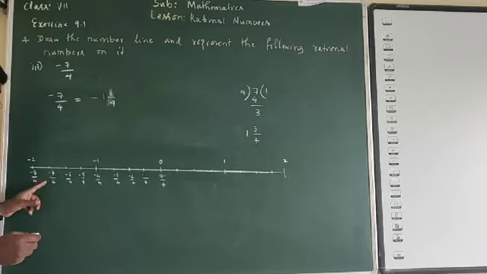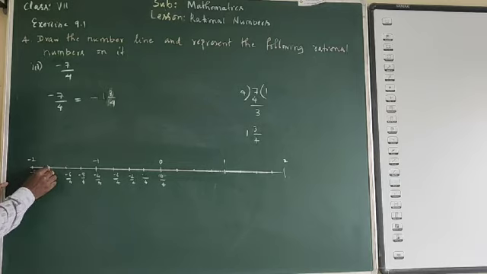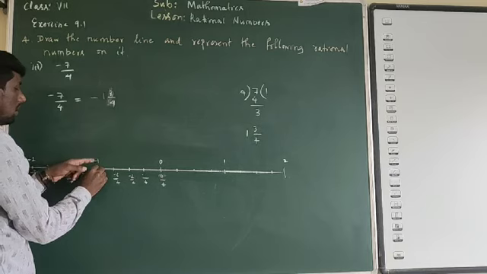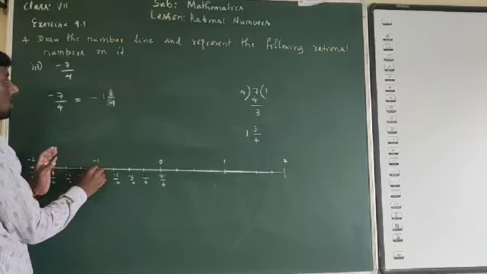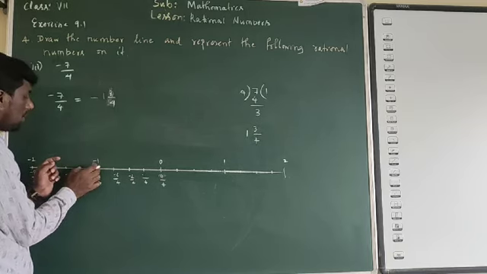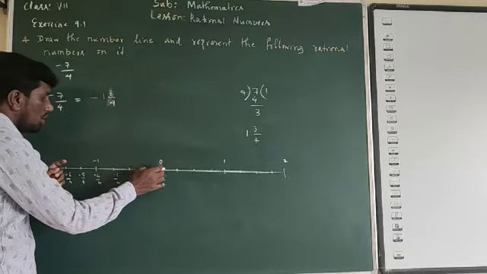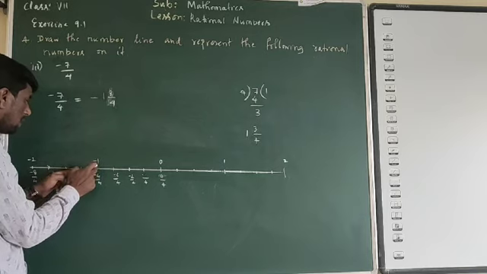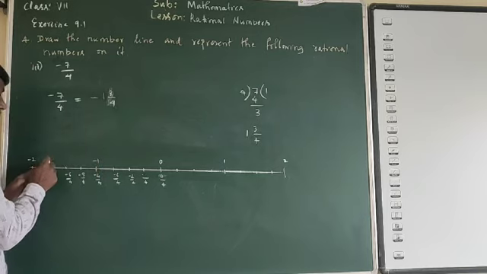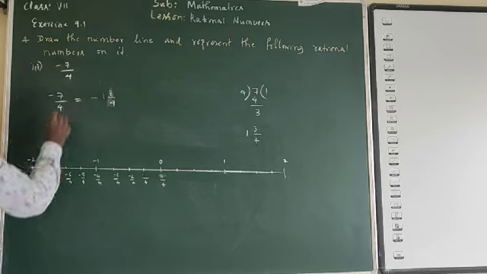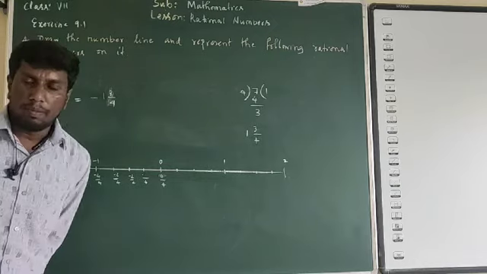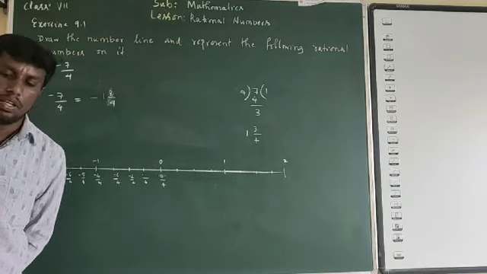Now look at where is minus 7 by 4. I have minus 7 by 4 here. This is minus 1. After that, 3 by 4. That means each interval will be equal to 1 by 4. After minus 1, 1, 2, 3. So this point. Okay. So like that we can represent rational numbers on the number line.